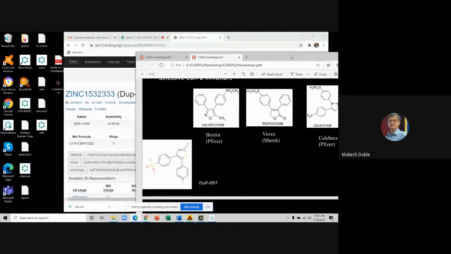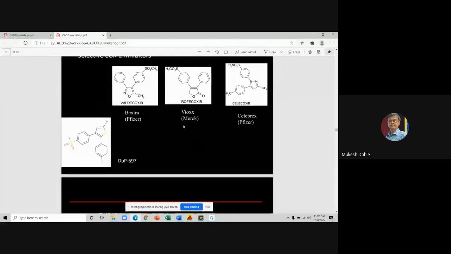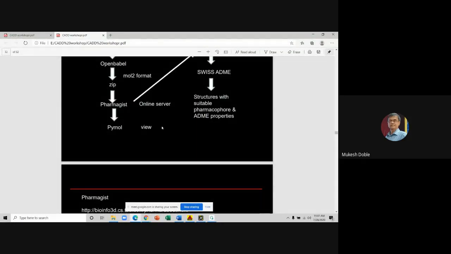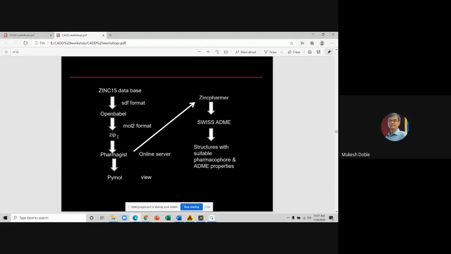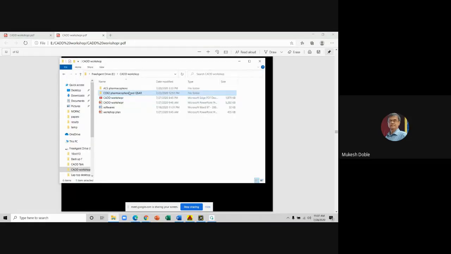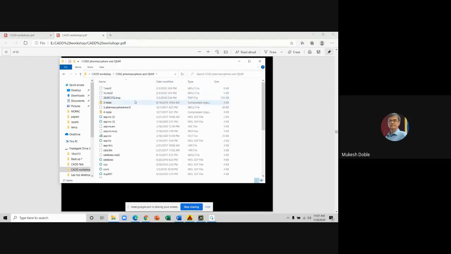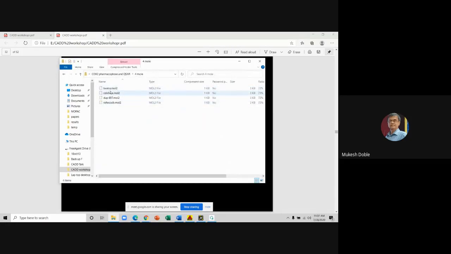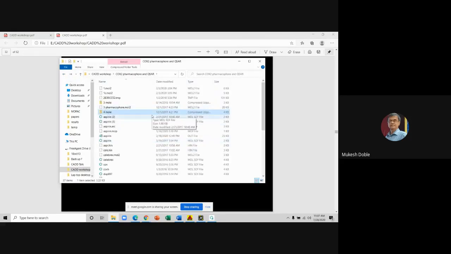Once we get the structures of all the 4 molecules in mol2 format, like I said, we need to put them in a zip file. I have done that. 4 molecules in a zip file. You can see this, all the mol2. I hope you can see this. Bextra, Celebrex, Dupe, rofecoxib. Can you all see? Yes, all the 4 molecules I put into one zip file.